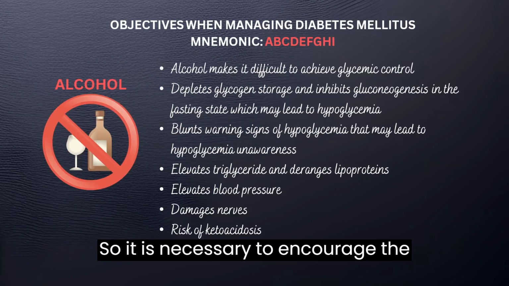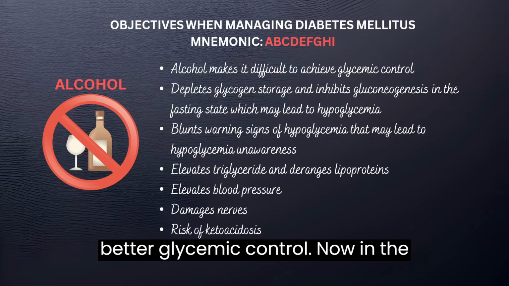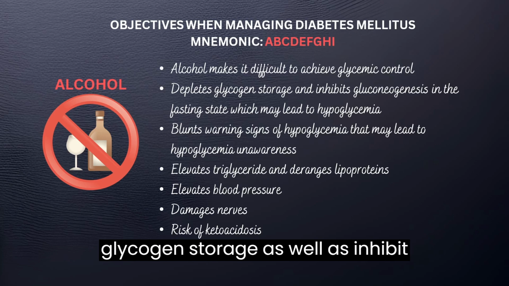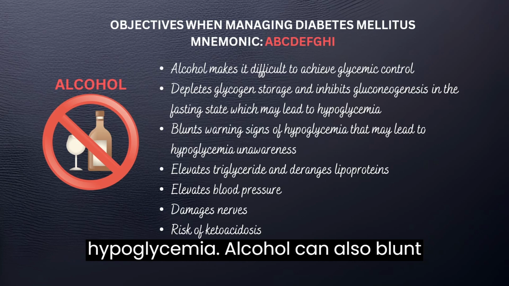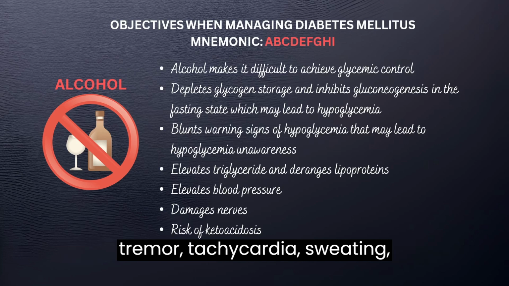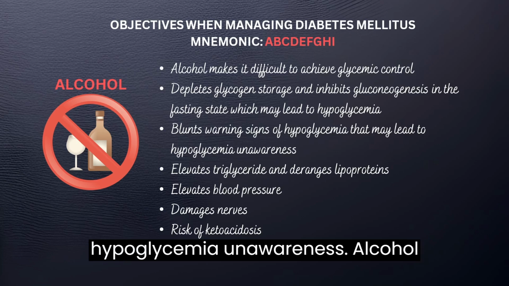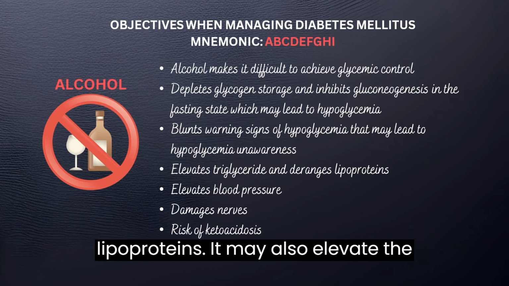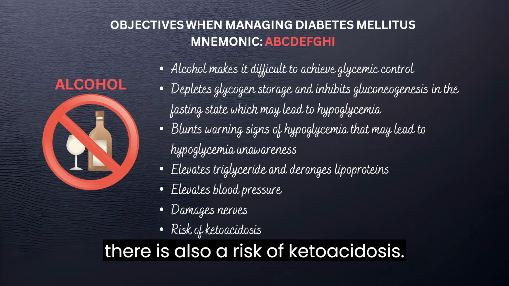It is necessary to encourage the diabetic patient to abstain from alcohol as it makes it difficult to achieve better glycemic control. In the fasting state, alcohol may deplete glycogen storage as well as inhibit gluconeogenesis, and this may lead to hypoglycemia. Alcohol can also blunt the warning signs of hypoglycemia, such as tremor, tachycardia, sweating, blurry vision, and this may lead to hypoglycemia unawareness. Alcohol may elevate the triglycerides and derange lipoproteins. It may also elevate the blood pressure, damage the nerves, and there is also a risk of ketoacidosis.